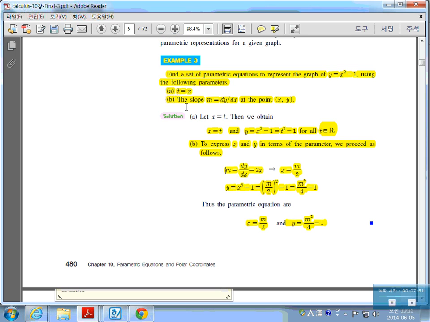But for the second case, if we rewrite this in terms of m, what is m? m is the slope. So the slope is dy over dx, which can be found as 2x. So x can be written as m over 2. So y equals x squared minus 1 can be written as (m over 2) squared minus 1, which is this. So y can be written in terms of m in this way.